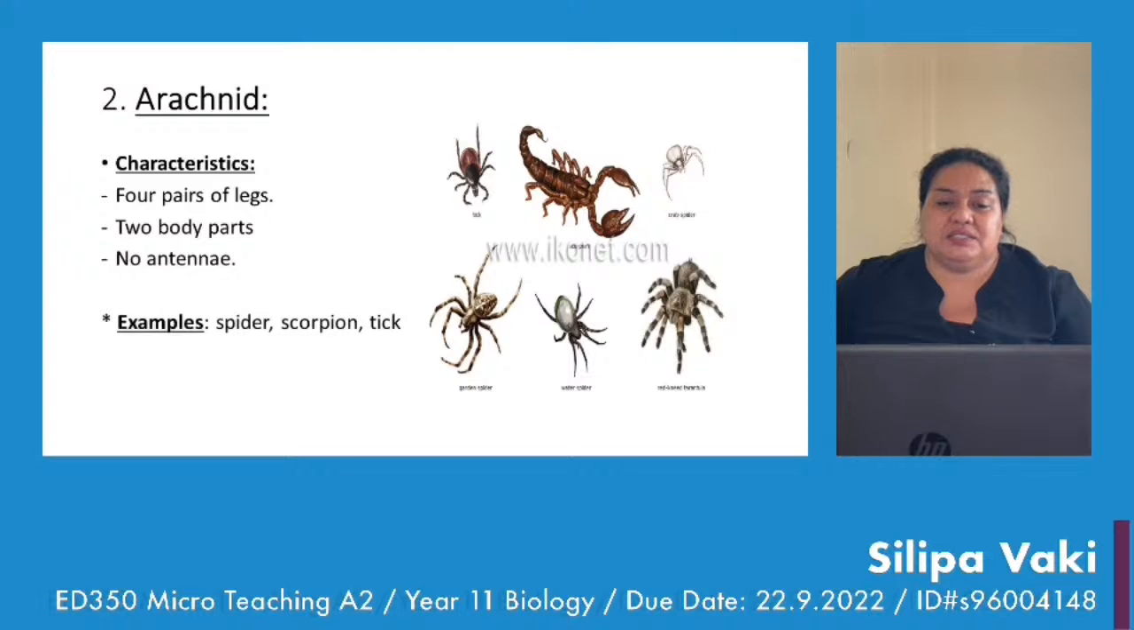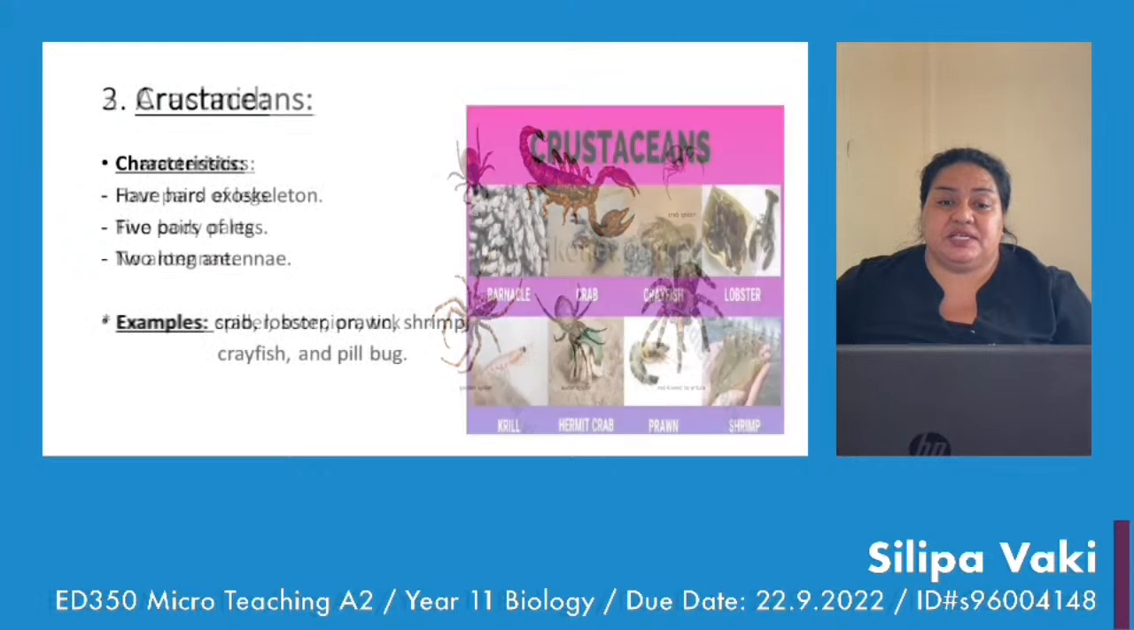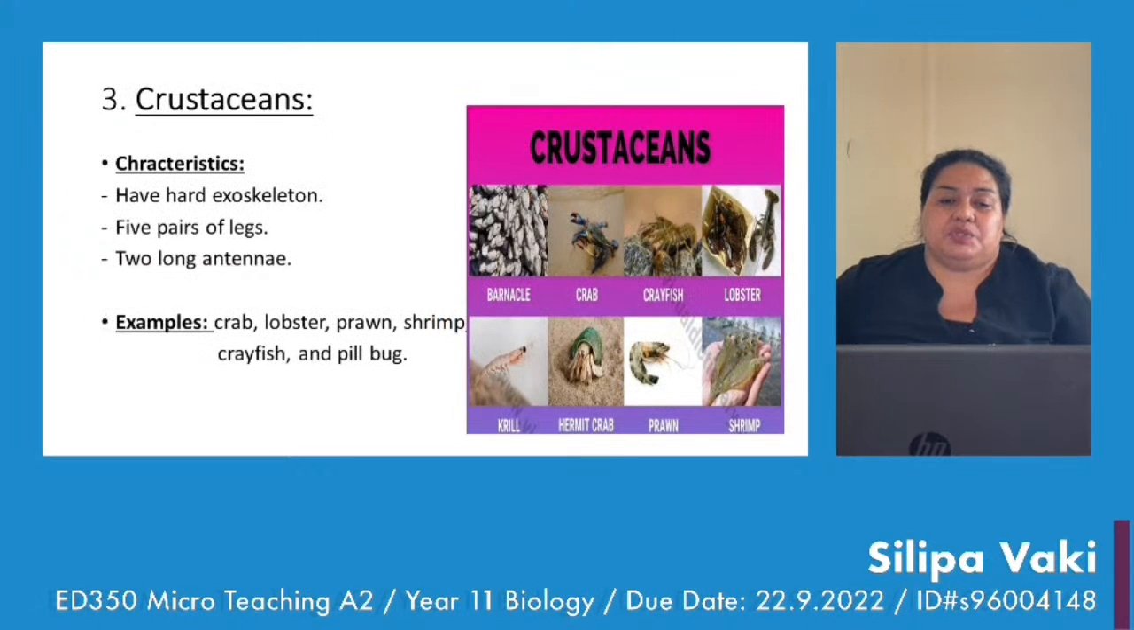The third class is the crustacean, which has a hard exoskeleton, 5 pairs of legs, jointed limbs, and 2 long antennae. Examples: crabs, lobsters, shrimp, prawns, crayfish, barnacles, and billbugs.